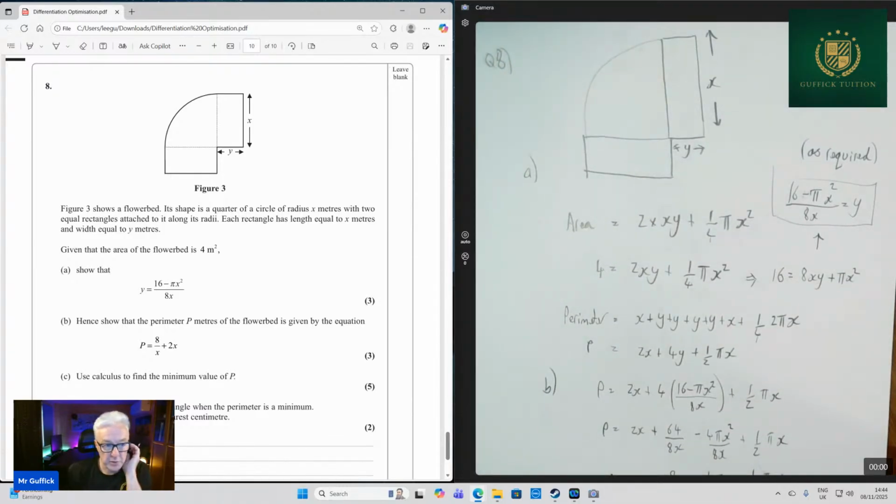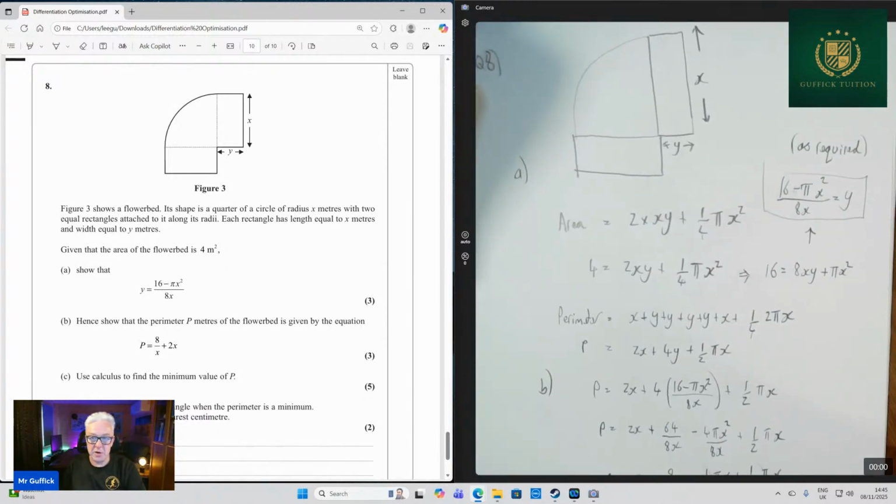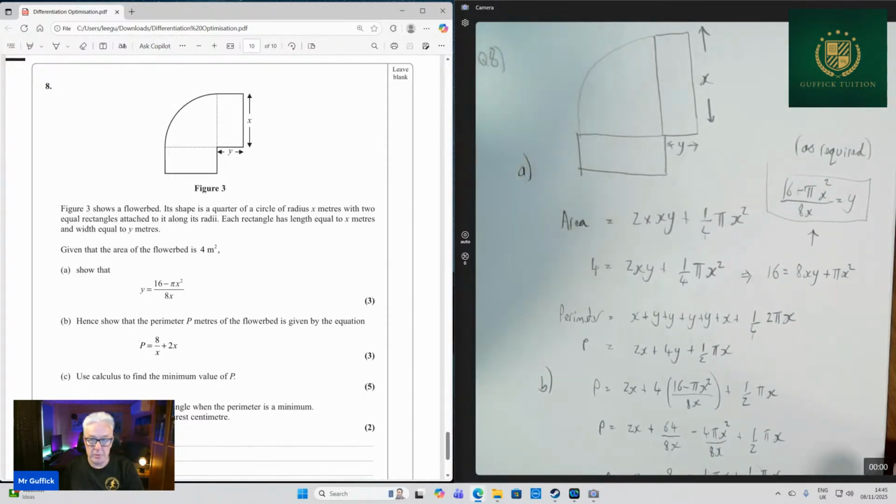So it says, figure 3 shows a flower bed. Its shape is a quarter of a circle of radius x meters with 2 equal rectangles attached along its radii. Each rectangle has a length equal to x meters and a width equal to y meters. Given that the area of the flower bed is 4, show that y is equal to that. So let's first of all find an expression for the area of this flower bed.